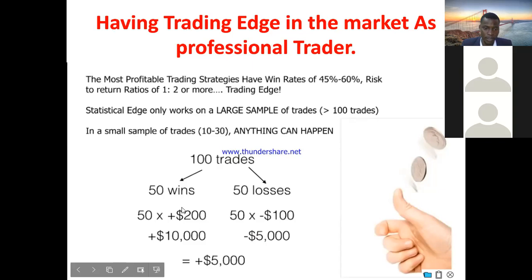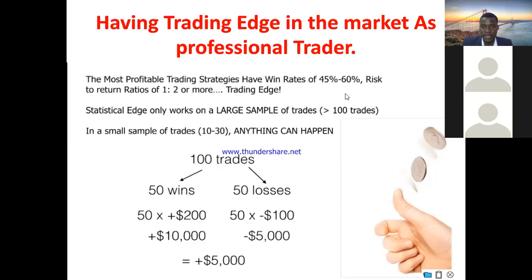So now this is how the numbers work. Let's say 50 wins, 50 losses. Let's say you are risking 1 to make 2. So if you risk $100, you are making $200. That's what the example here is signifying. So anytime you win, you win $200, and anytime you lose, you lose $100.